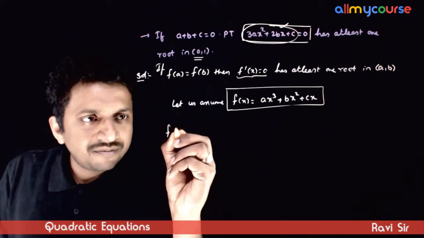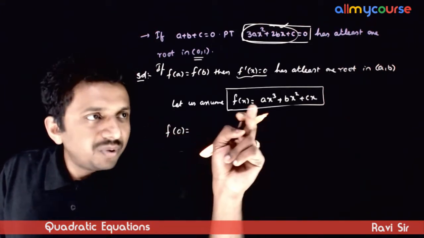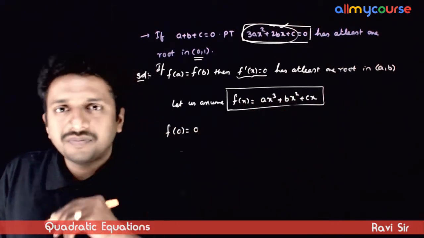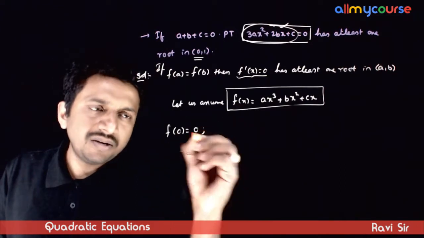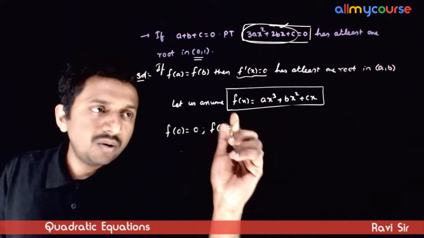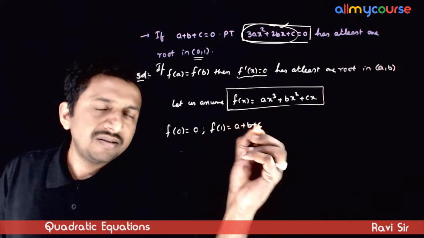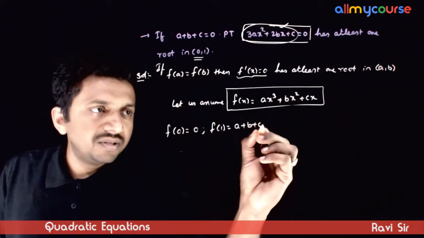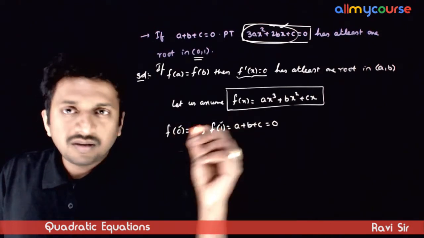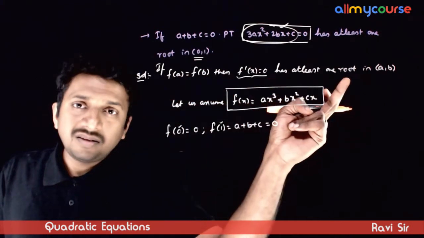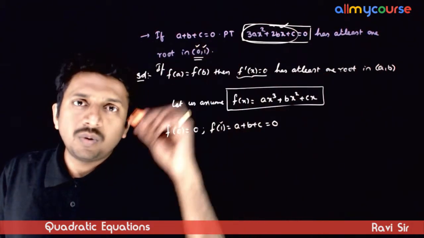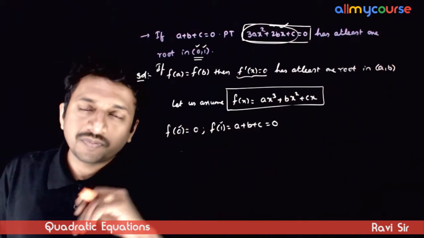So if I consider this as my f(x), now what is f(0)? Put x = 0 in each of these terms. So 0 + 0 + 0 is 0. So if you assume this as f(x), f(0) = 0. What is f(1)? If you put x = 1, you get a + b + c, which is given as equal to 0. That's the given information. So why did I take 0 and 1? Because if you compare the conclusion of Rolle's theorem with this question, it looks like a = 0 and b = 1. So I have taken those two values.